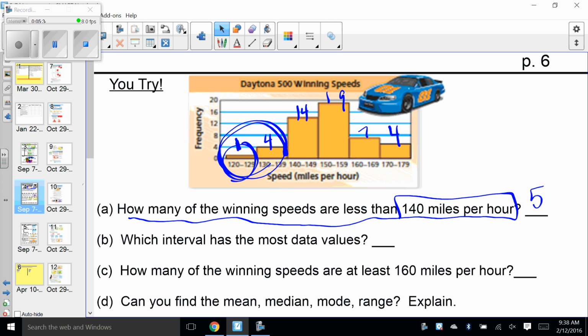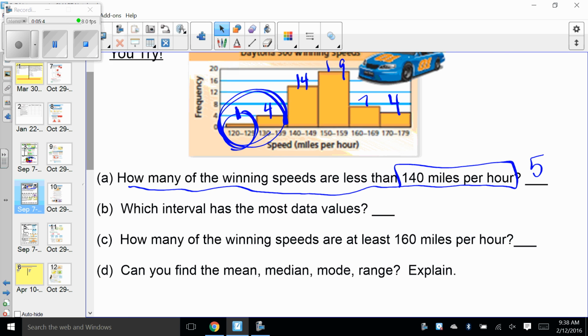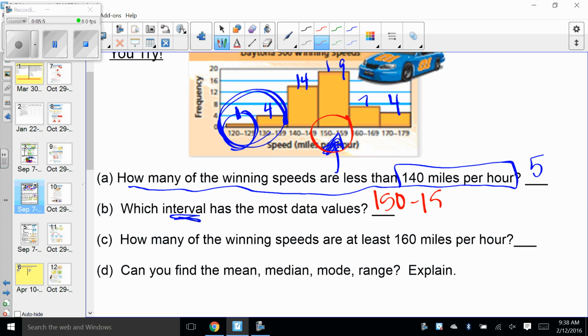5 of the winners. We're not traveling all that fast, actually, which is interesting. Maybe a crash happened. Maybe they just paced the race better, and so on. Which interval, so which range, has the most data values? Clearly, this interval here has the most. That's the longest bar. So the interval for that would be 150 to 159 has the most. 150 to 159.